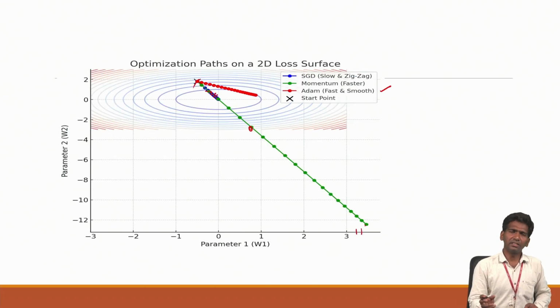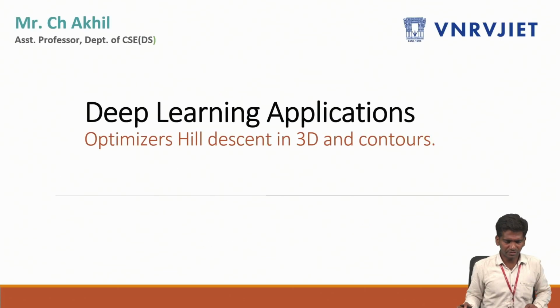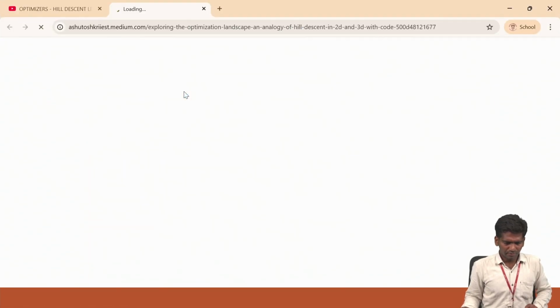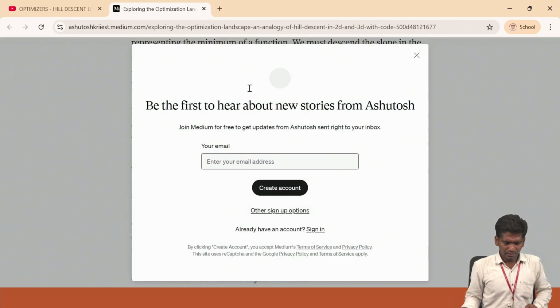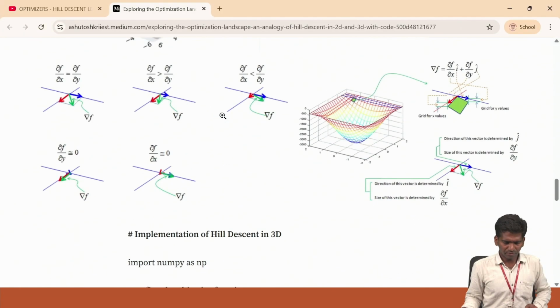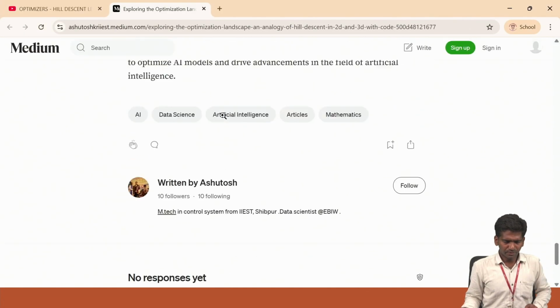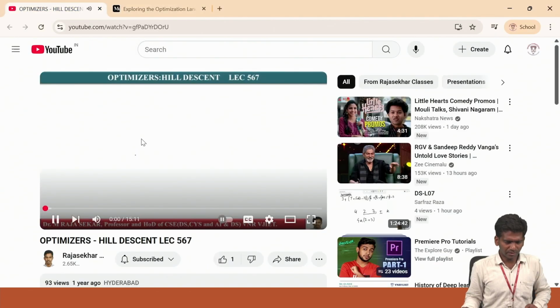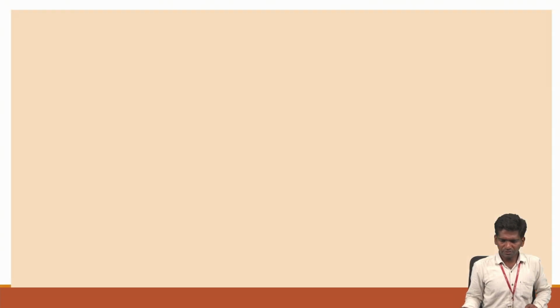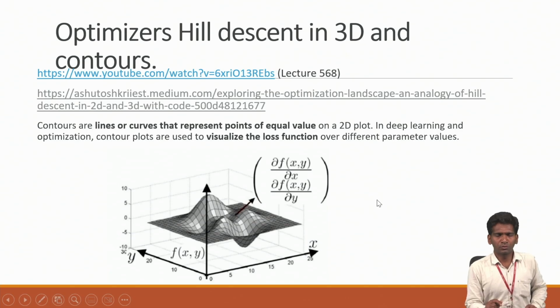This is a pictorial representation in 2D of all the optimization techniques. This can also be seen in 3D representations. You can use these links to see the 3D optimizations, how they are visualized in 3D format. Previously you saw 2D; 3D is similar, the concepts are the same. In the links I have shared, you can go through them if you want to study more about this concept.